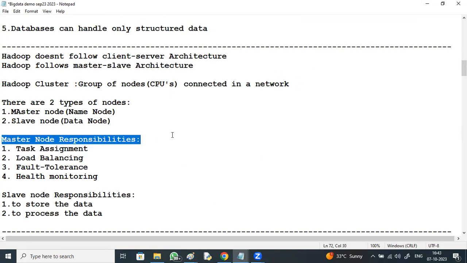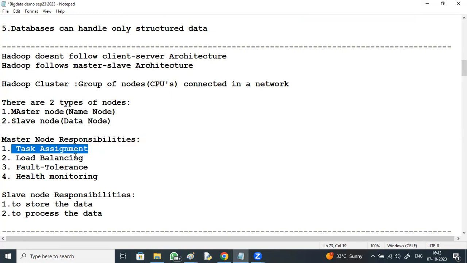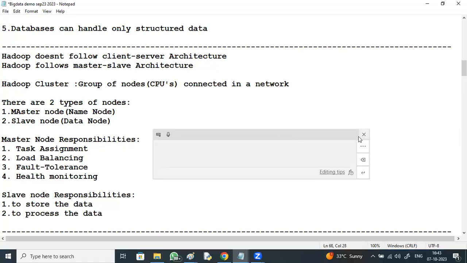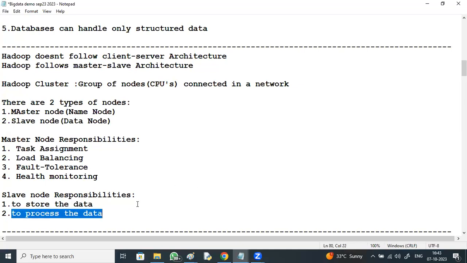Master node responsibilities: task assignment, load balancing, fault tolerance, and health monitoring, right? Before assigning a task to a slave, the master node first has the entire information about the slave and its health status. Slave node responsibilities: only two, to store the data and to process the data.